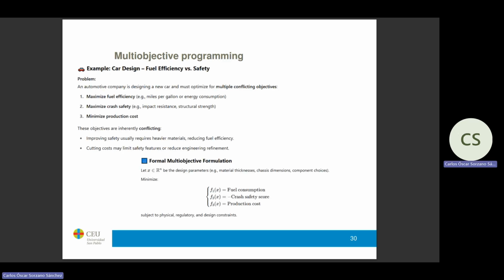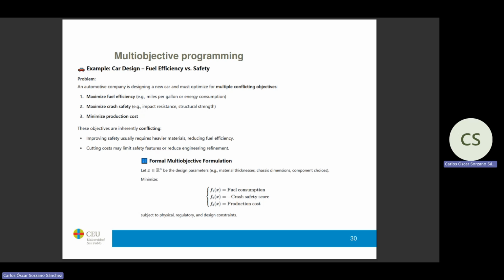Then a different kind of problem is multi-objective programming. So far we have only had one goal function to minimize or to maximize. What if we have multiple functions to minimize? And here is an example.